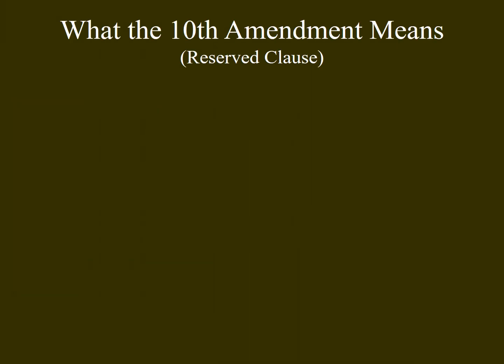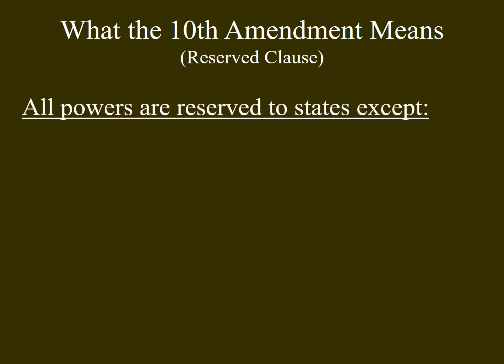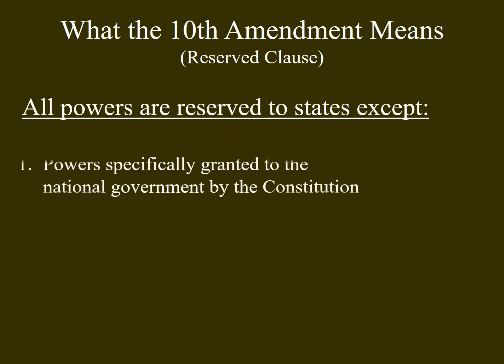States' rights are protected by the 10th Amendment. Often this is referred to as the reserved clause, because essentially the 10th Amendment says that all powers for the government are reserved to the states, except, first, powers specifically given or granted to the national government by the Constitution, and these are things like the national government coins money, declares war, and regulates trade.